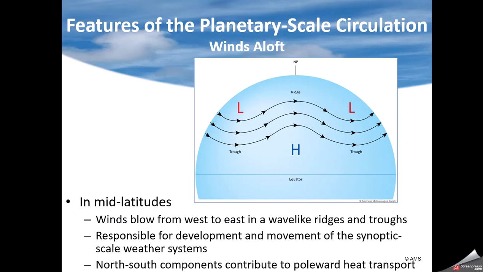Then we're in the mid latitudes. Winds generally move from west to east, and they're in a ridge trough pattern, just like waves. Not a nice and uniform wave necessarily, but they kind of move that way. They have a wavy pattern to them, and depending on which part of that wave you're in determines what weather you're going to have.